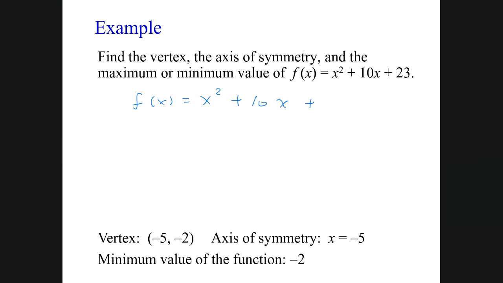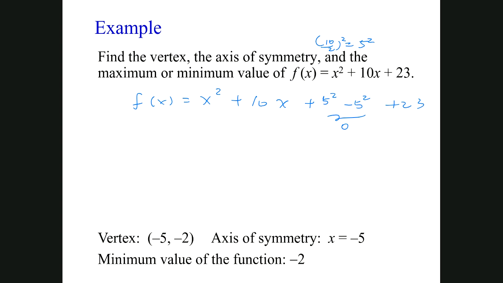In order to complete a perfect square, I have to add half of the 10 and then square it. Half of 10 is 5, right? So I have to add 5 squared, and then I have to minus 5 squared and then plus 23. This is called adding a 0, which means this expression will equal the previous one.